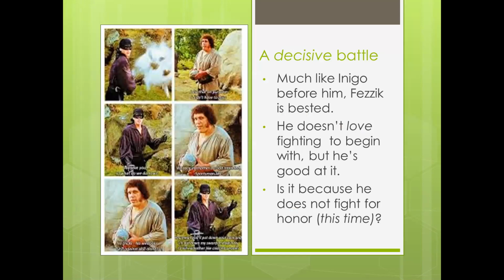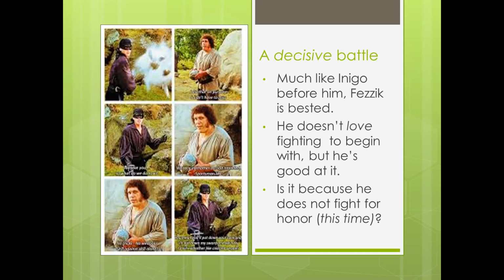When we open the chapter, we see a decisive battle. Much like Inigo before him, though, Fezzik is bested by the Man in Black. We're told that realistically, Fezzik has the heart of a poet who's obsessed with rhyming and the thoughts of lyricism. He doesn't love fighting to begin with, but he just is good at it because of his size and his strength.